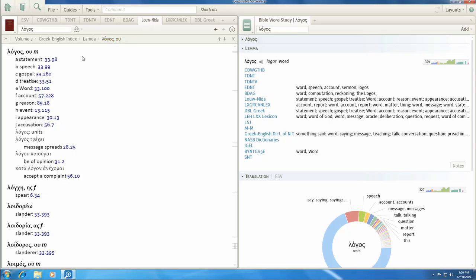So here you see Louw-Nida number 33.98. And actually the layout of information is structured by Louw-Nida sense, just like we saw in the analytical lexicon. And these words that are bolded here correspond to the words from the Louw-Nida article on logos. So here we have statement and speech, gospel, treatise. If we open up Louw-Nida, you'll see same words here, statement, speech, gospel, treatise, down to word.